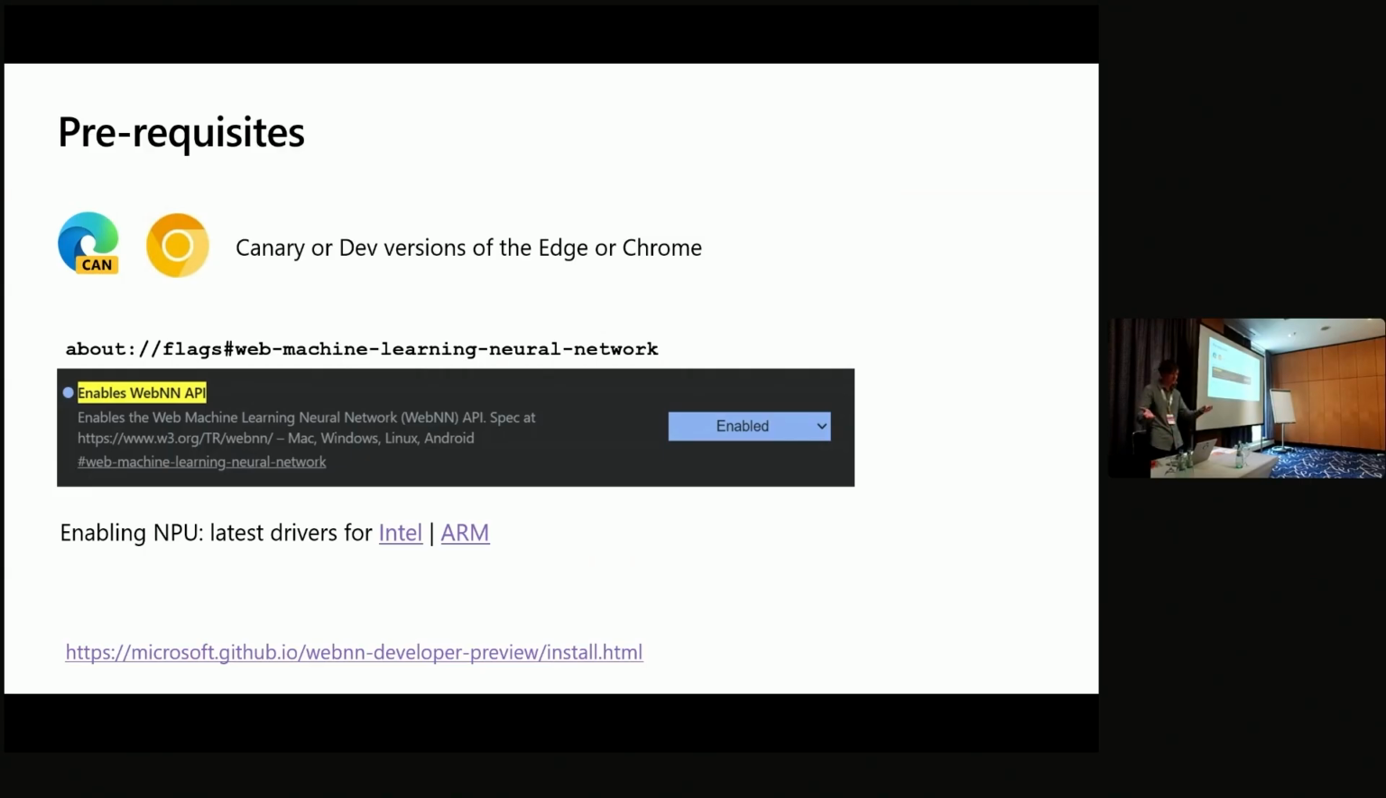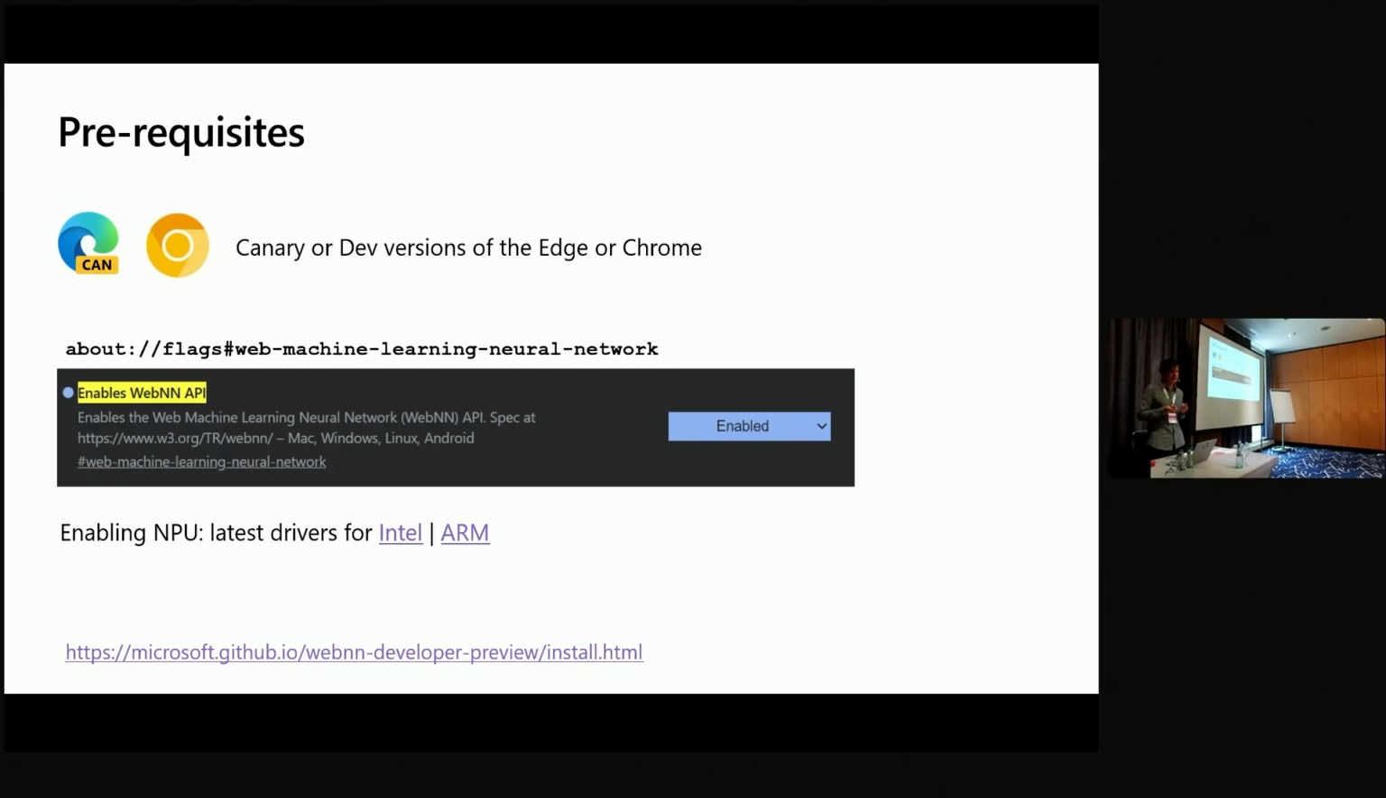I mean, it's hard to follow, right? So the version of my browser might be updated while I'm here on the stage. But to make sure that you are able to reach this standard, just install Canary or Dev version of either of these two browsers. And also, you need to enable the WebNN API flag.